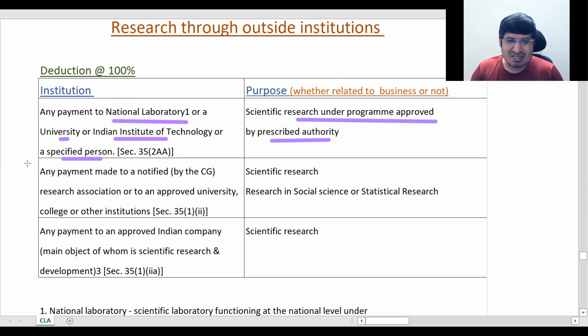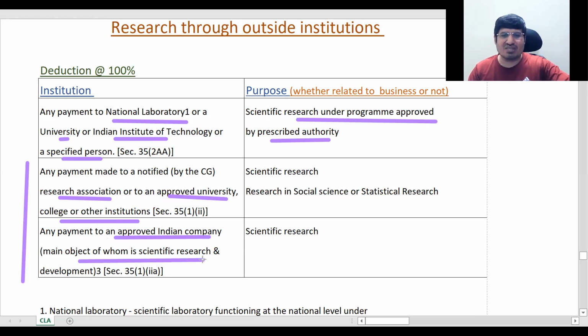Okay, other than that, in this there is nothing like that. Here if you get any research association, approved university, college, other institution, okay, for all that nothing you have to see, and this is an approved Indian company. Scientific main object should be scientific research. That's it. बस इतना ही है. To get any of this, okay, it will be 100% deduction straight away. It's very simple. Just go through the table once.